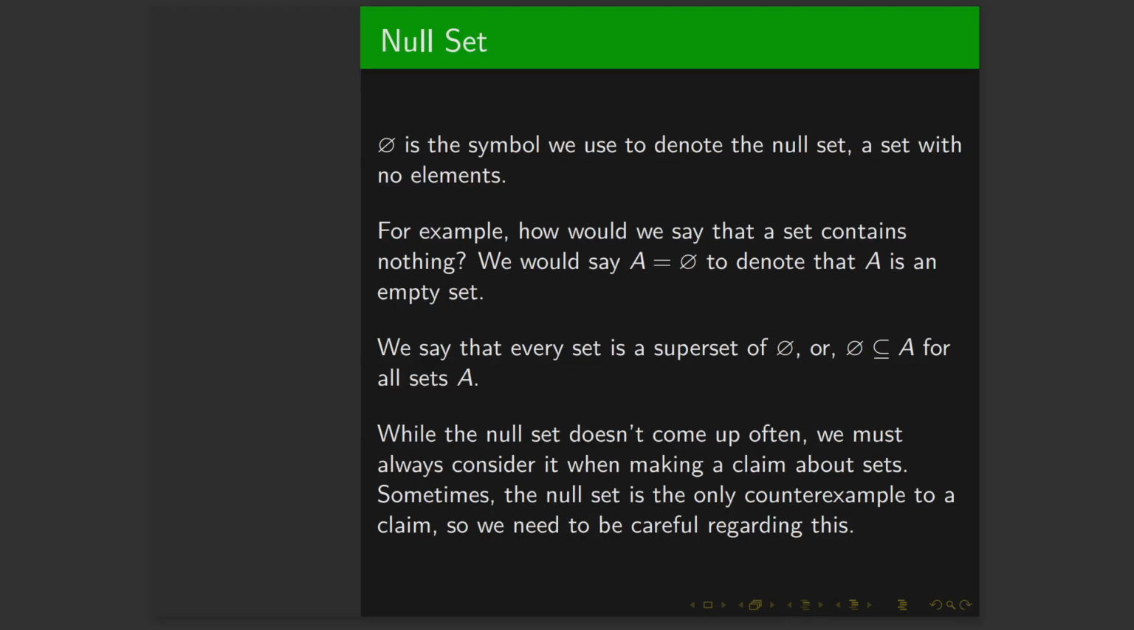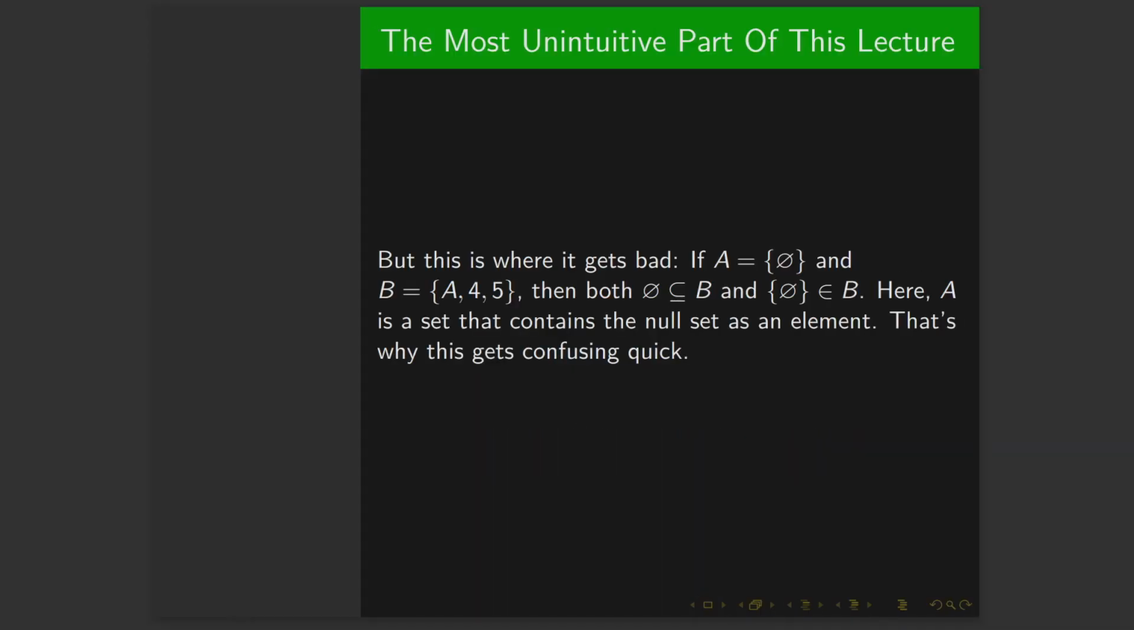So the null set's a set without any elements. And here's kind of the worst part about it, right? If we let A be a set containing the null set, I know this is really confusing. The idea here is A is a set, and the only element in the set is a set that has nothing in it. So A is a set containing the null set as an element. I think you can see why this is really bad. And then we have B is equal to A for 5. And then the null set is actually a subset of B, but the set containing the null set is in B. Do you see why this is confusing?